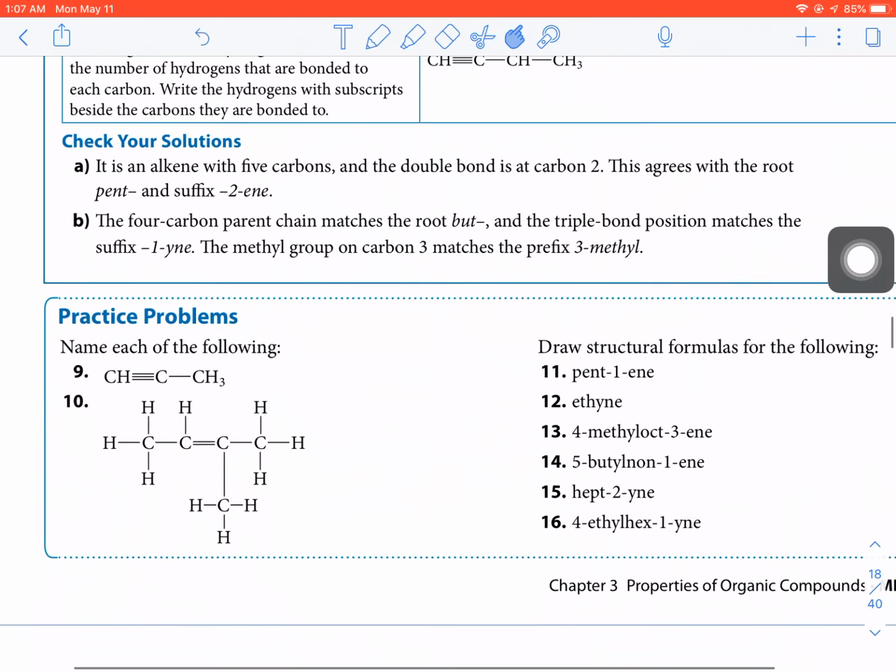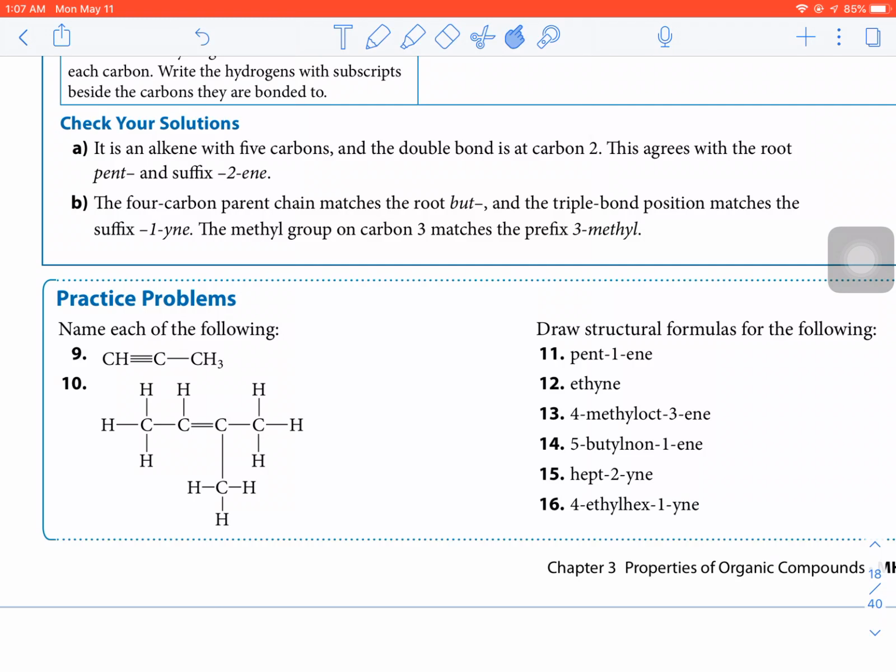Okay, so I'm not going any further today. I'm going to ask you to finish 9 to 16. 9 and 10 are naming, 11 to 16 are drawing. So take your time, make sure you do all this work. If you stay on top of this work, it won't get overwhelming. Okay, so I will leave you with that for tonight.